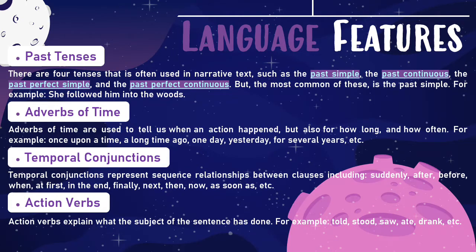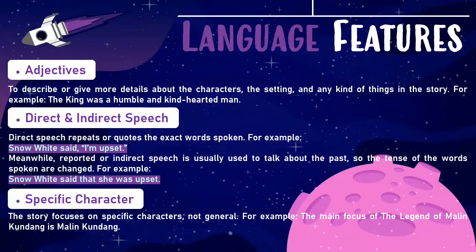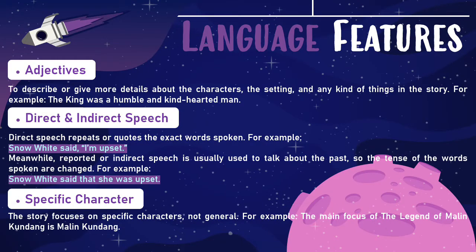The next one is action verbs. They explain what the subject of the sentence has done. For example, told, stood, saw, ate, drank, etc. Then, there are adjectives to describe or give more details about the characters, the setting, and any kind of things in the story. For example, the king was a humble and kind-hearted man.